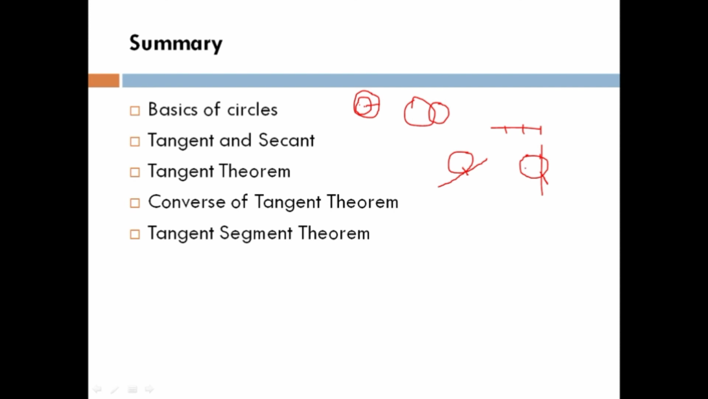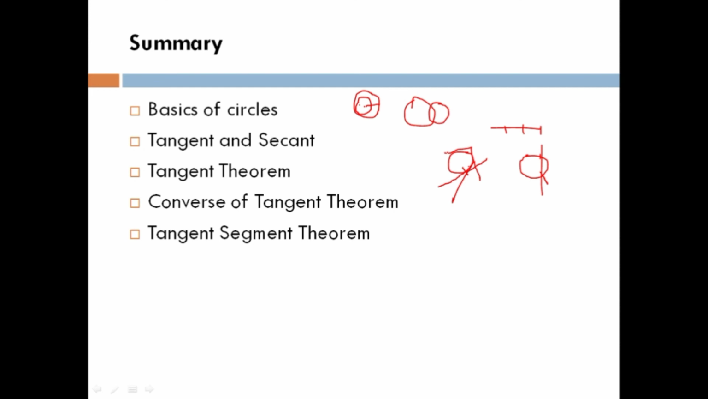Now there can be a number of tangents for one circle. As I told you, each point has a different tangent. Each point has its own tangent. Like this, it can be drawn like this, it can be drawn like this. So every time a new point, a new tangent will be there, right?